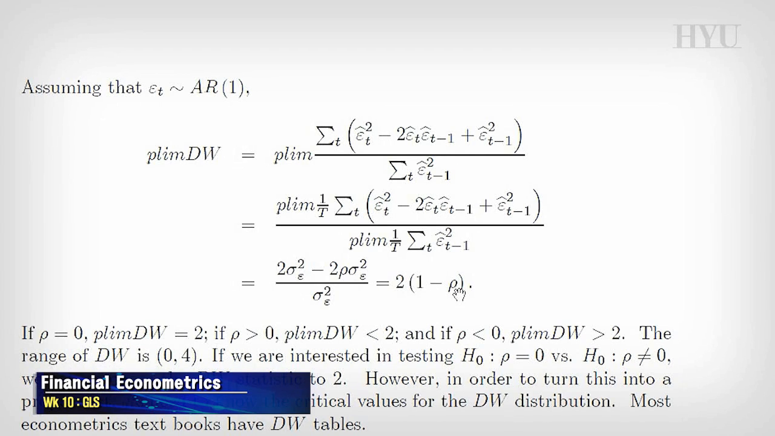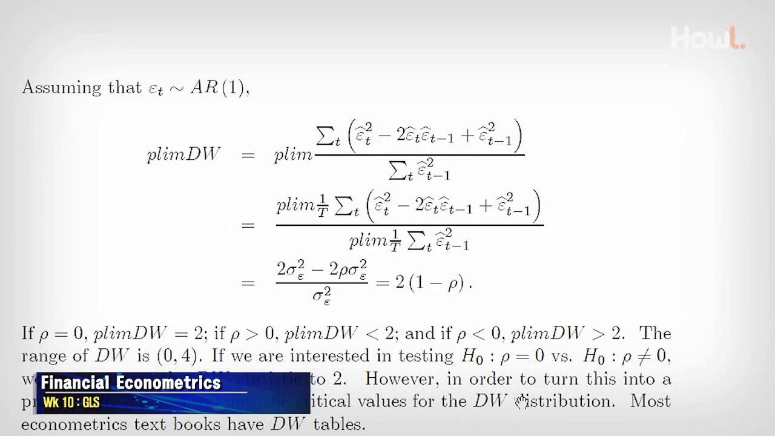The range of rho, which is a correlation, is from minus 1 to 1. So it means that the DW statistic is between 0 and 4. When rho is 1, it is 0. When rho is minus 1, it is 4, right? So if you are interested in testing the null hypothesis that rho is 0, then we can compare the DW statistic to 2.